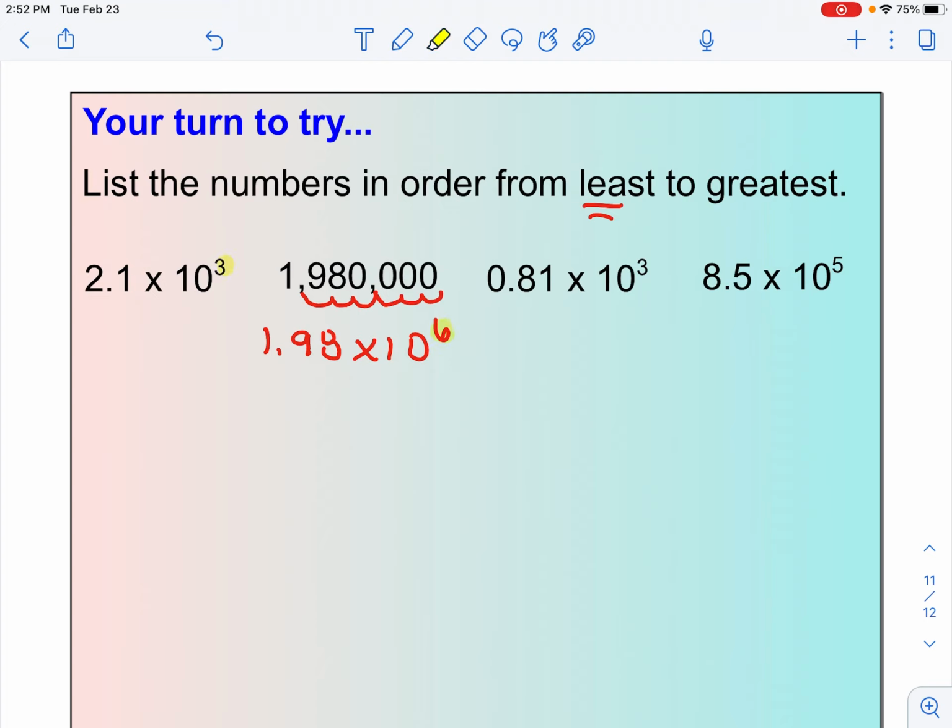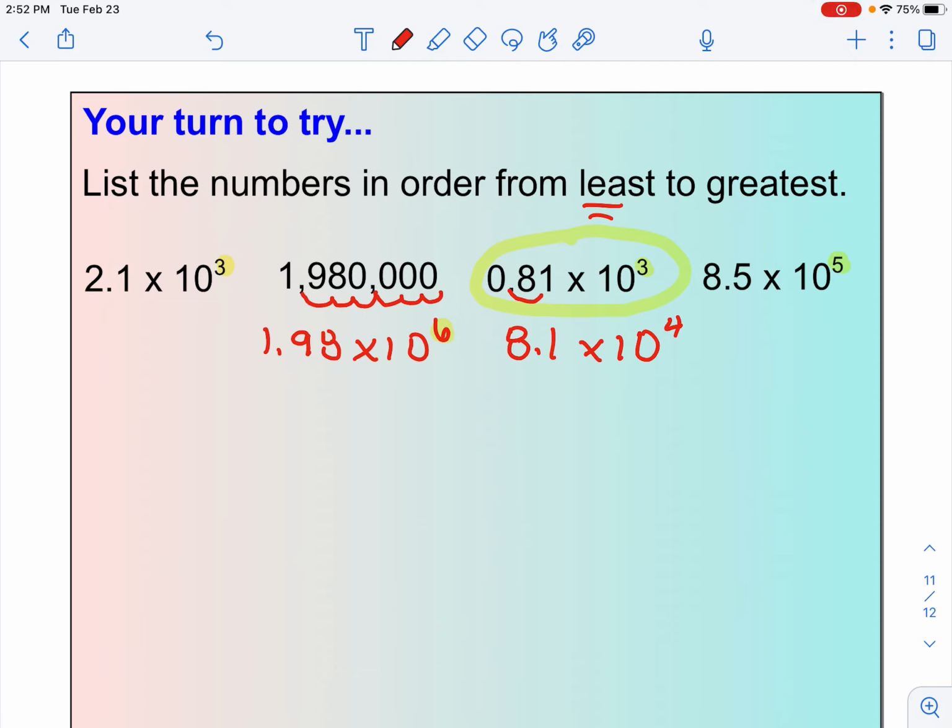So now let's look at our exponent. I have a 6, a 3, a 3, and a 5. So my smallest is going to be 10 to the 3rd. But look at this number. That is not in scientific notation. That one, I need to move this over and make it 8.1 times 10 to the, and again, this would be to the 4th power.